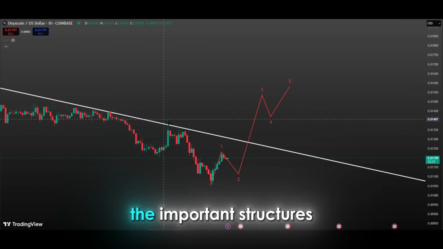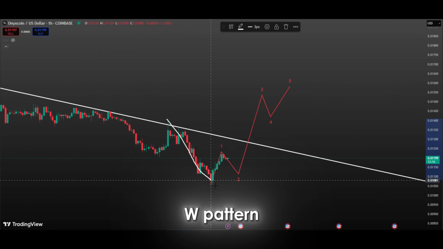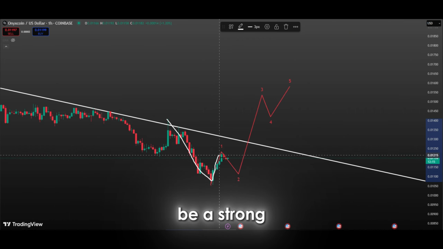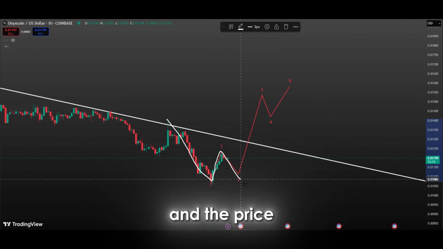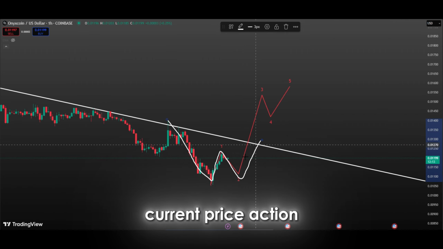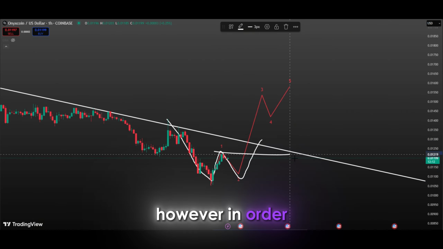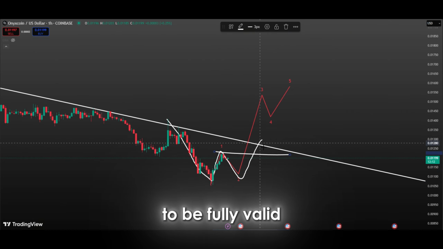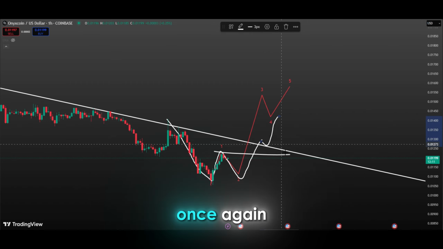One of the important structures to notice on the chart is the double bottom pattern, known as the W pattern. This pattern is generally considered to be a strong reversal pattern, indicating that a downtrend has ended and the price is preparing to make an upward reversal. Looking at the current price action, we can see that the W pattern is trying to complete. However, in order for this pattern to be fully valid, the price needs to make a new low by moving down from its current neck once again.